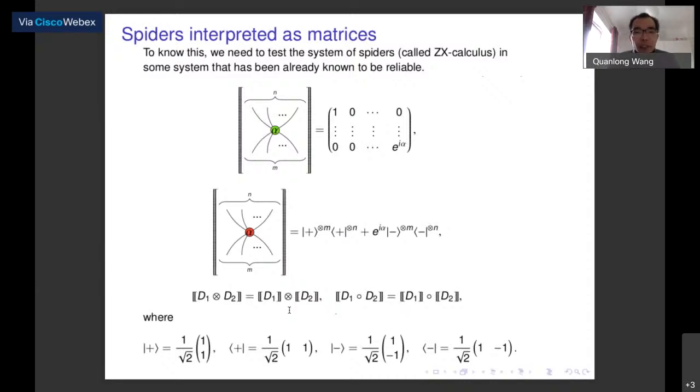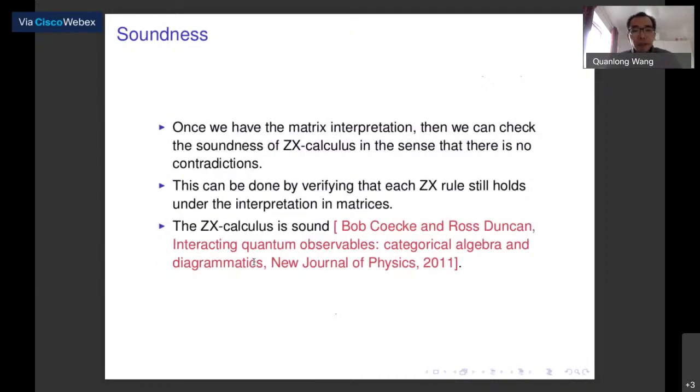We are very familiar with matrices, so we use the system of matrices to test the spider system. That means we interpret the green spider as a sparse matrix where the entries are 1 and alpha, and all the others are 0. And similarly, you can use matrices for the red spider. Once we have this matrix system to interpret the spider diagrams, then we can check whether there is any conflict in the spider system.